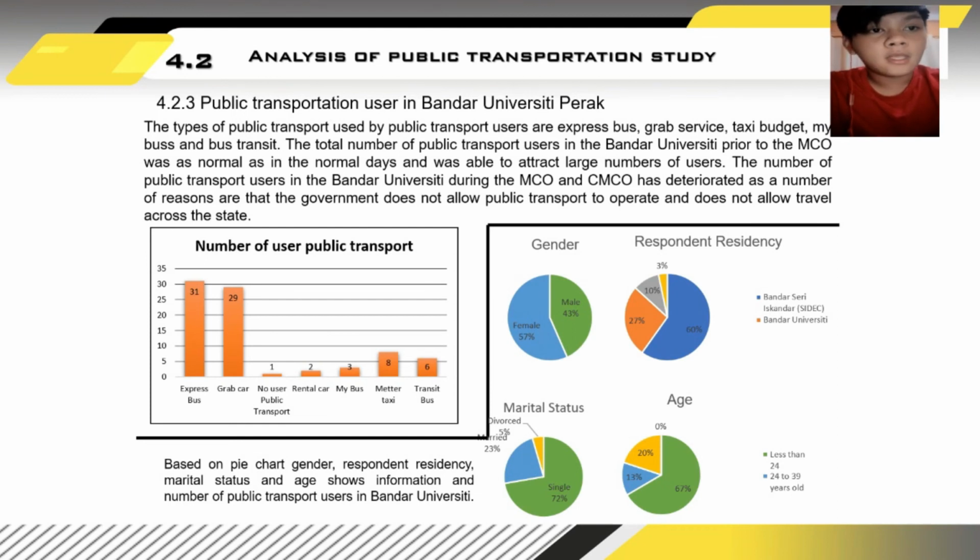Based on the pie chart of gender, respondent residency, marital status, and age, it shows information and the number of public transport users in Bandar University. Based on the data obtained, most residents choose the express bus as the main means of transportation, especially students and the low-income group, 31 out of 35.